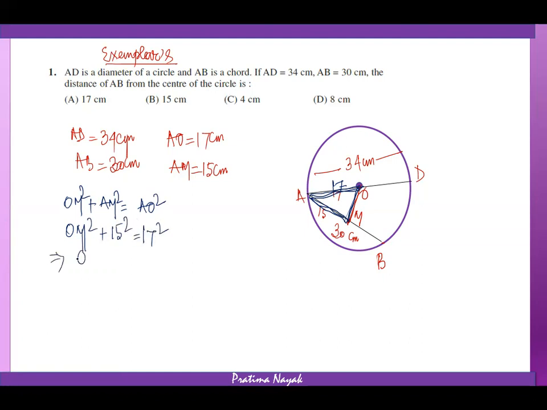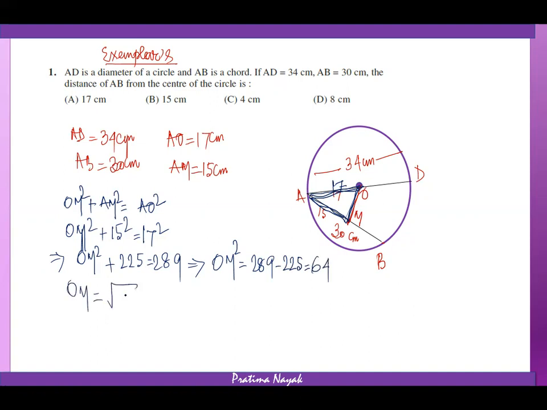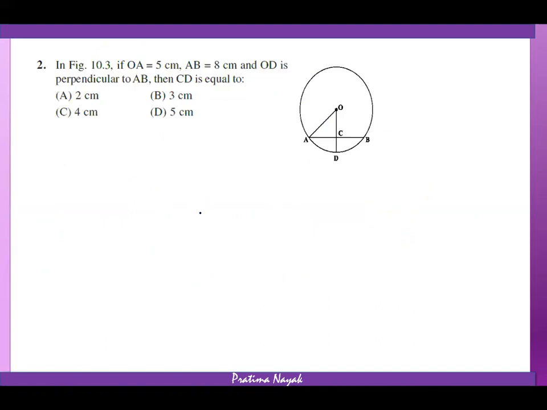or OM square plus 225, 15 square, is equal to 289, or OM square is equal to 289 minus 225. That will be how much? 64. So OM is square root of 64. That will be 8 centimeter. Where is the answer? Option 8 centimeter. So 8 centimeter is the distance.